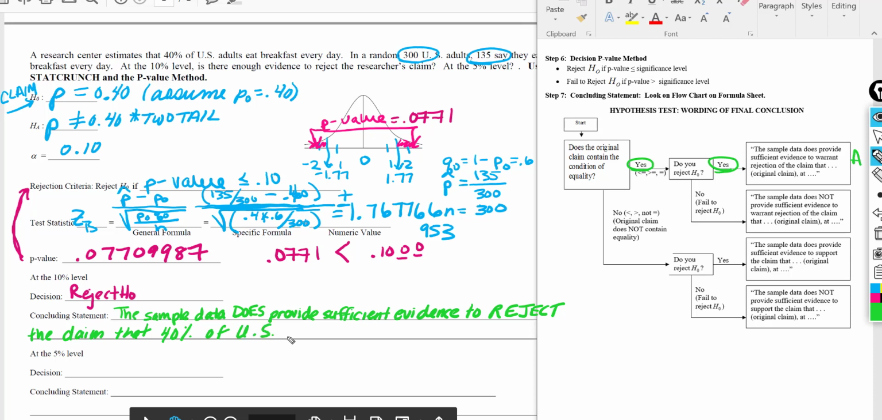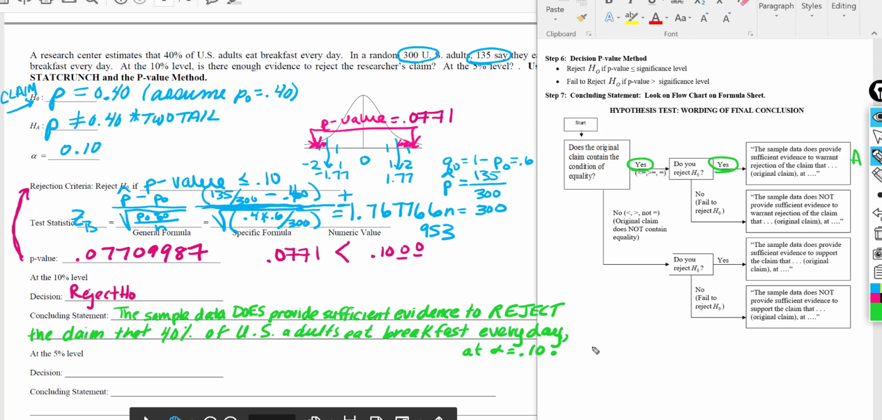40% of U.S. adults eat breakfast every day. And that's at the alpha equals 0.10 significance level. So it does provide sufficient evidence to reject the claim that only 40% of adults eat breakfast every day. It could be more, it could be less, we don't know.